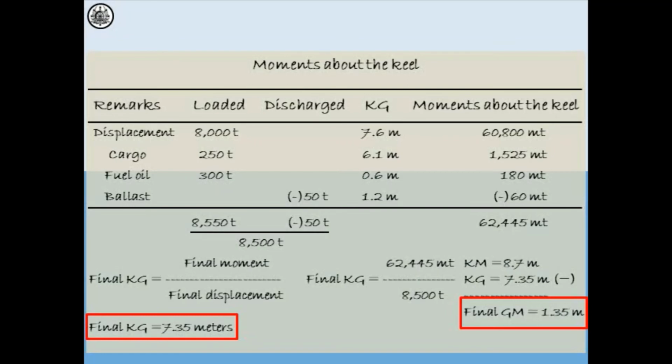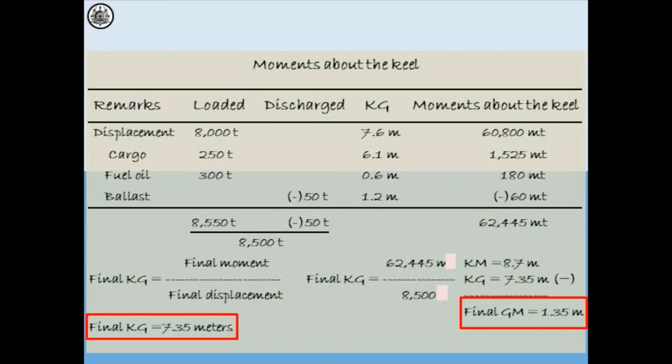The formula for solving the final KG is: final KG is equal to final moment divided by final displacement. Now distribute the values. Final KG is equal to 62,445 metric tons divided by 8,500 tons. Cross out the unit tons, and the remaining unit is meter. The result is the final KG, which is equal to 7.35 meters.